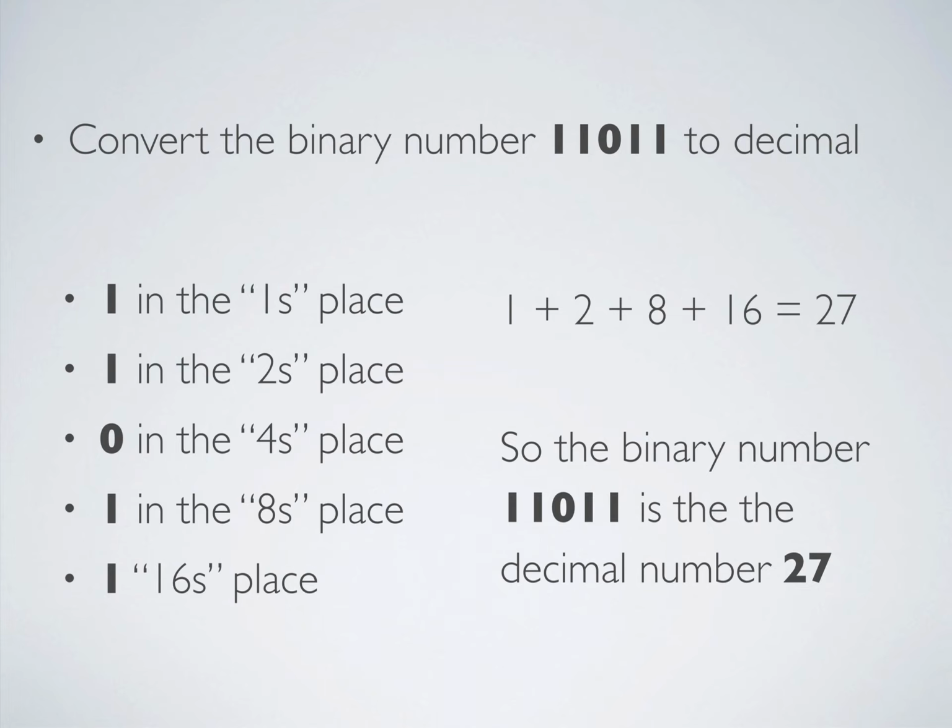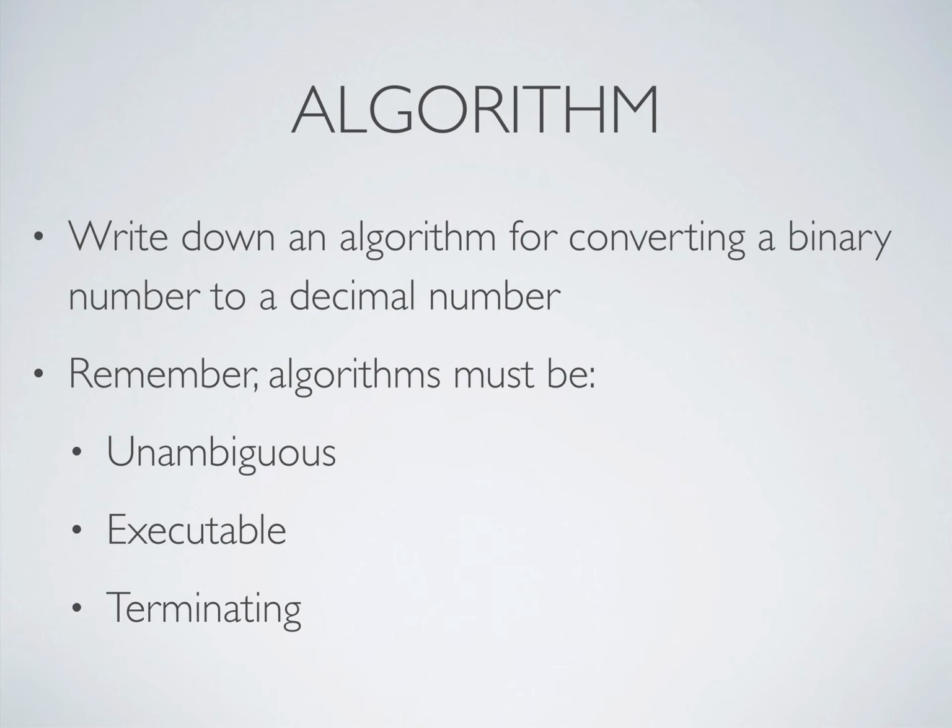So I'd like you to go ahead and take a couple minutes and write down an algorithm for converting from a binary number to a decimal number. Alright, so this is something that you should write down. You can do bullet points if you want, but keep in mind, algorithms should be unambiguous, meaning there's no guesswork involved, right? Executable, meaning they need to be able to be carried out in practice, and terminating, meaning at some point they need to end, right? So keep these three characteristics of algorithms in mind while you write down your algorithm.